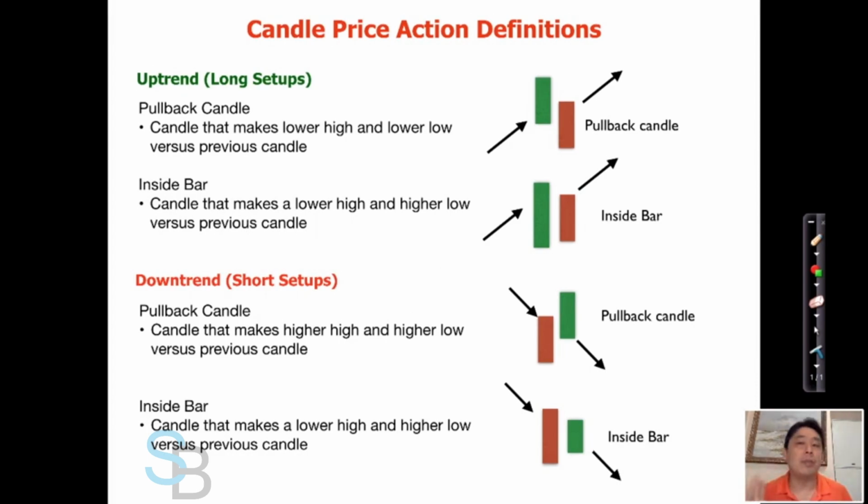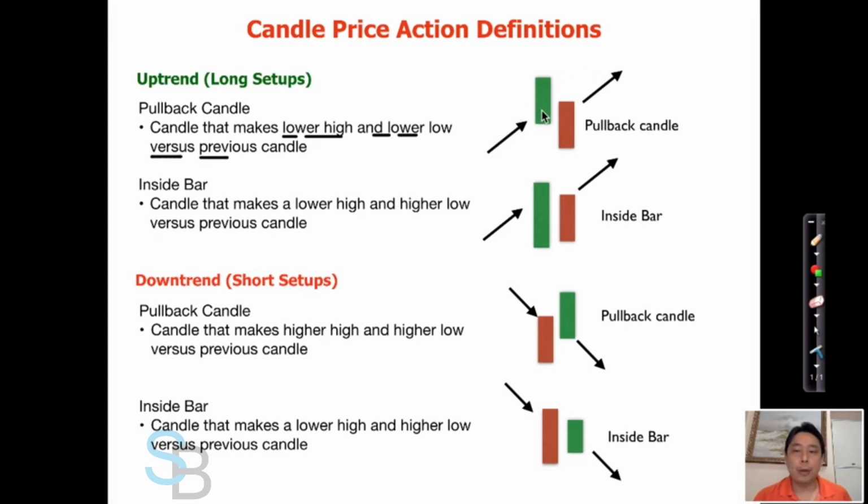So before we go into the specific strategy, you've got to understand certain candlestick or candle price action definitions. So let's look at, first of all, an uptrend situation where we're going to go long. When we're going to go long, we're looking for what we call pullback candles. So what's a pullback candle? A pullback candle is a candle that makes a lower high and a lower low as compared to the previous candle. So for example, we are going to go long, so the direction is we're going to go up as the arrows imply.